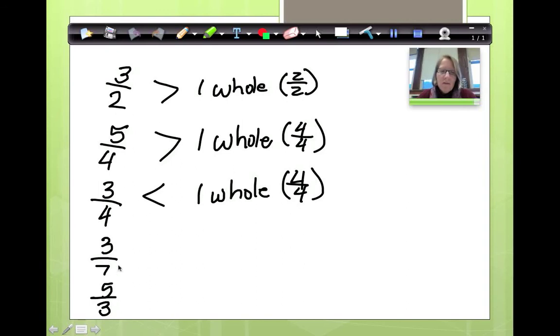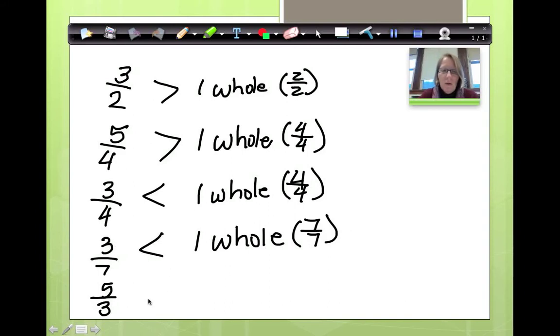Okay, let's look at this one. 3/7. How does that compare with 1 whole? Well, how many sevenths does it take to make a whole? It takes 7/7. There's 3. 3 is less than 7. So 3/7 is less than 1 whole.